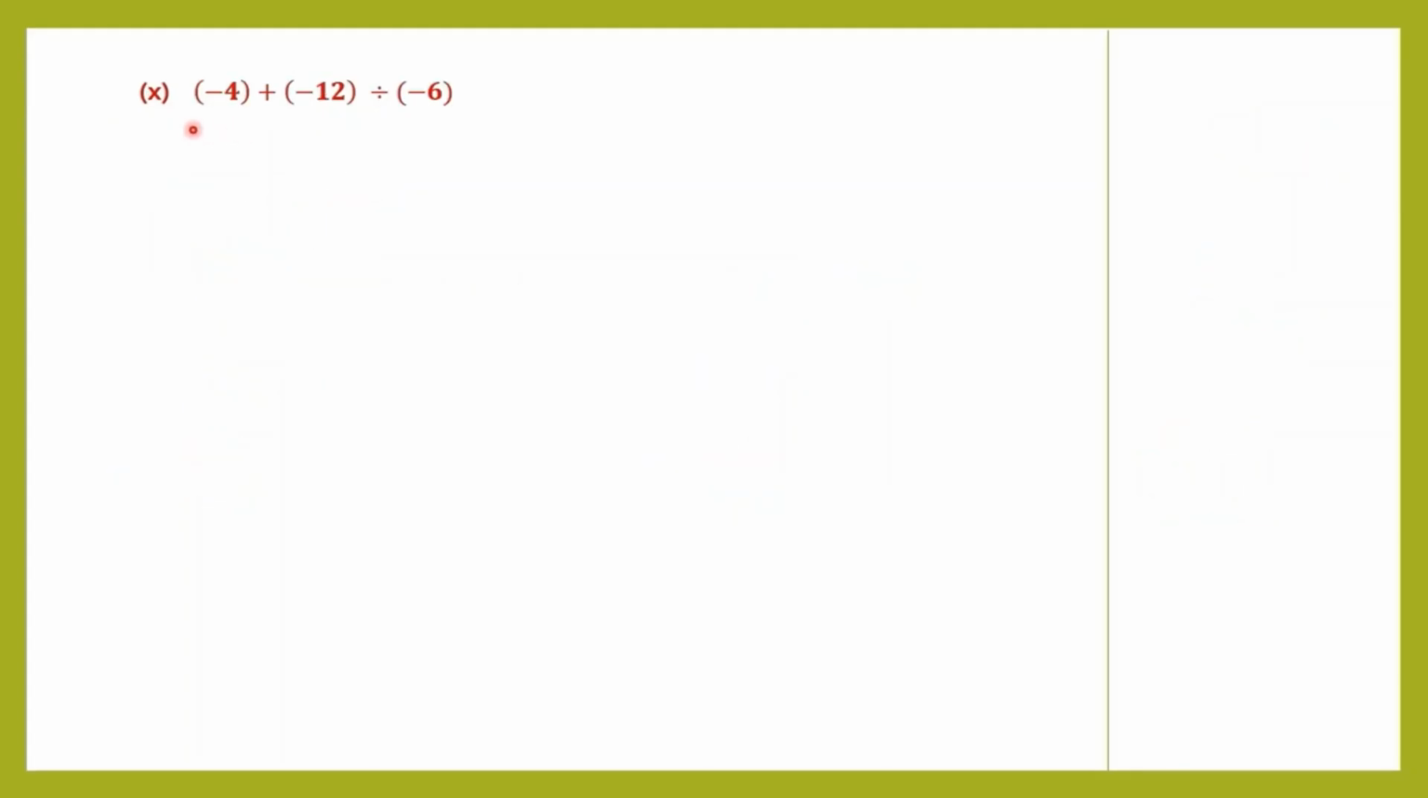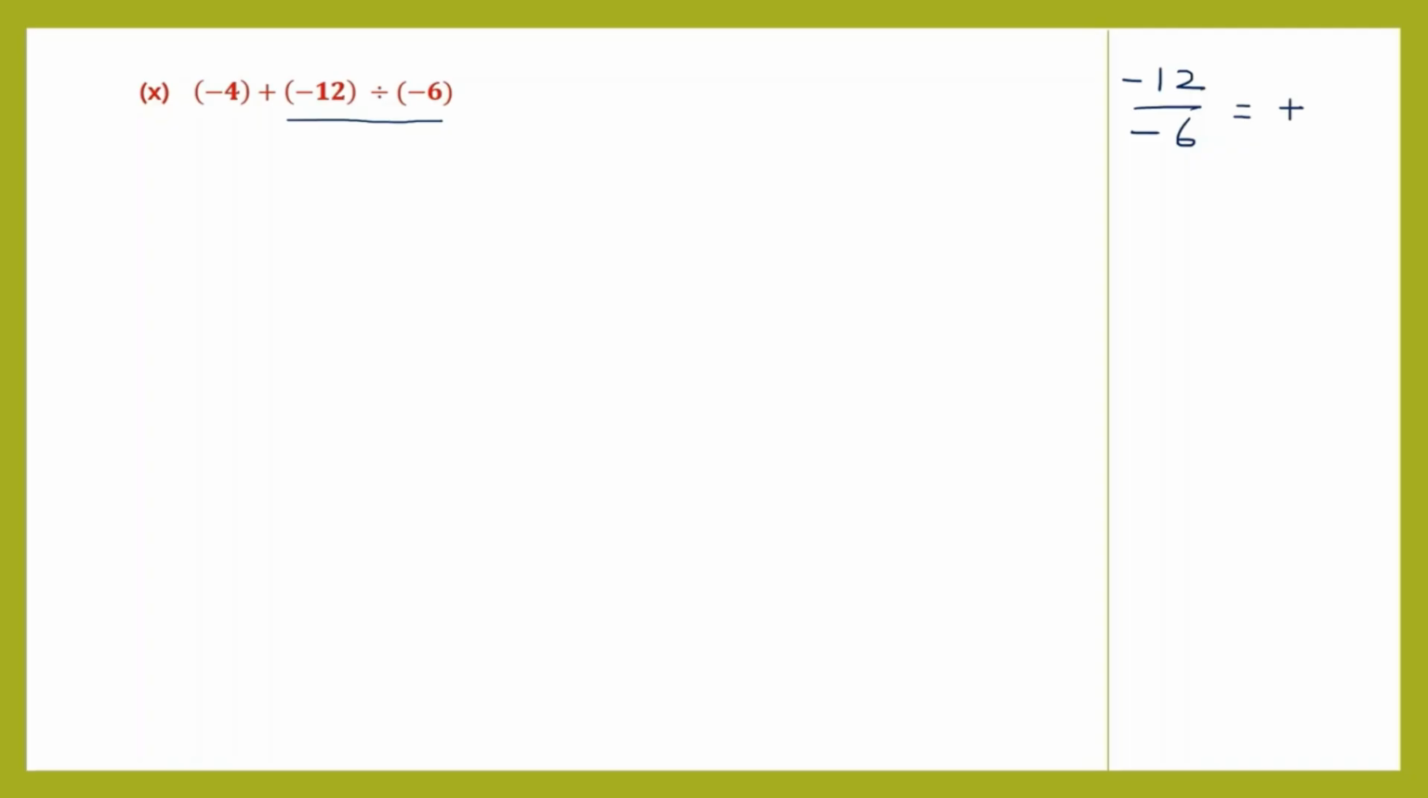Question 10, we have minus 4 plus minus 12 divided by minus 6. So the 2 operations are addition and division. And according to BODMAS, we need to do division first. So let's do that. We're going to divide minus 12 by minus 6. In division, when the signs are the same, your answer is positive. So though there are 2 minus signs, our answer is positive.